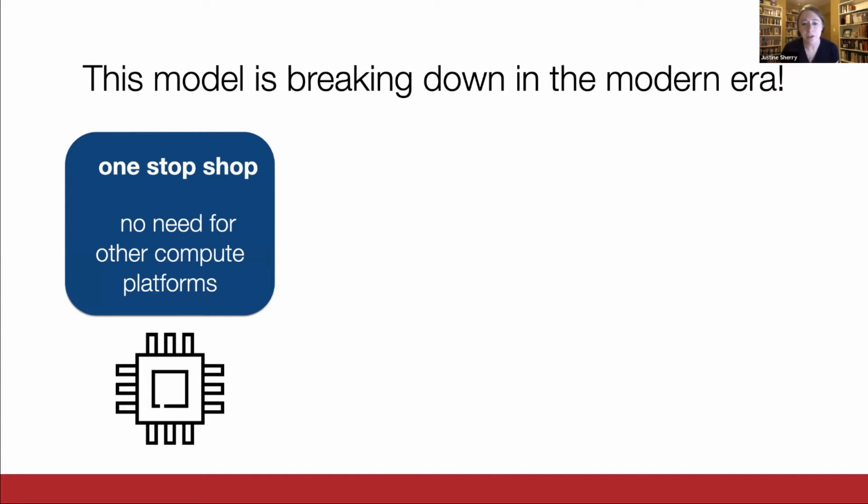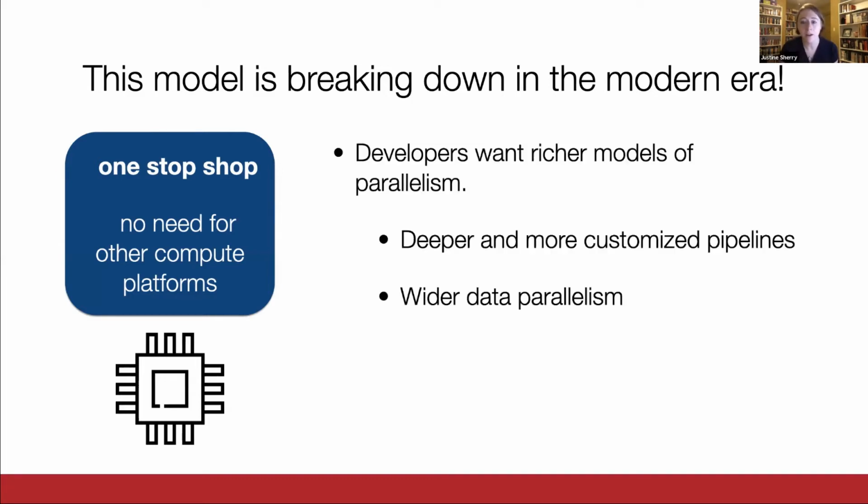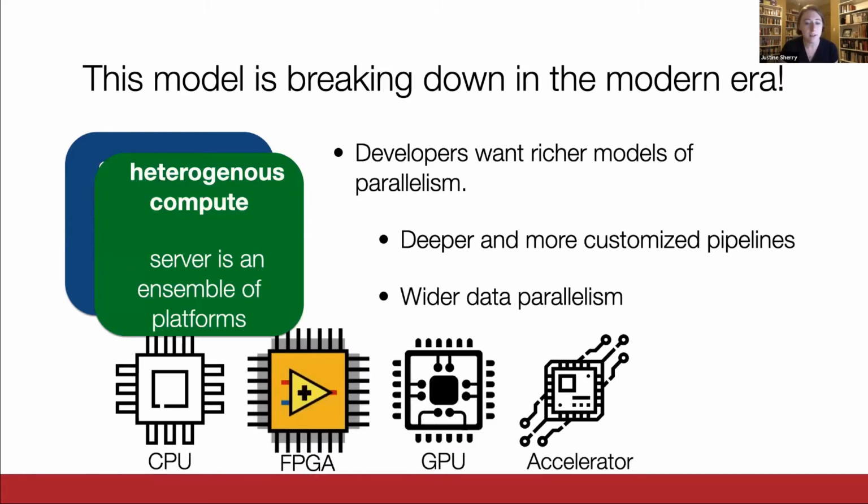The idea that the CPU is a one-stop shop and there's no need for other compute platforms is falling apart, primarily because developers want richer models of parallelism. So that can mean that they want the benefit of other processor architectures. That is, they want deeper and more customized pipelines or wider data parallelism. And it can also mean that they need heterogeneous compute, or it can just mean that they need more CPUs and that they're shipping things out over the network, which leads to our second assumption that I/O is rare.